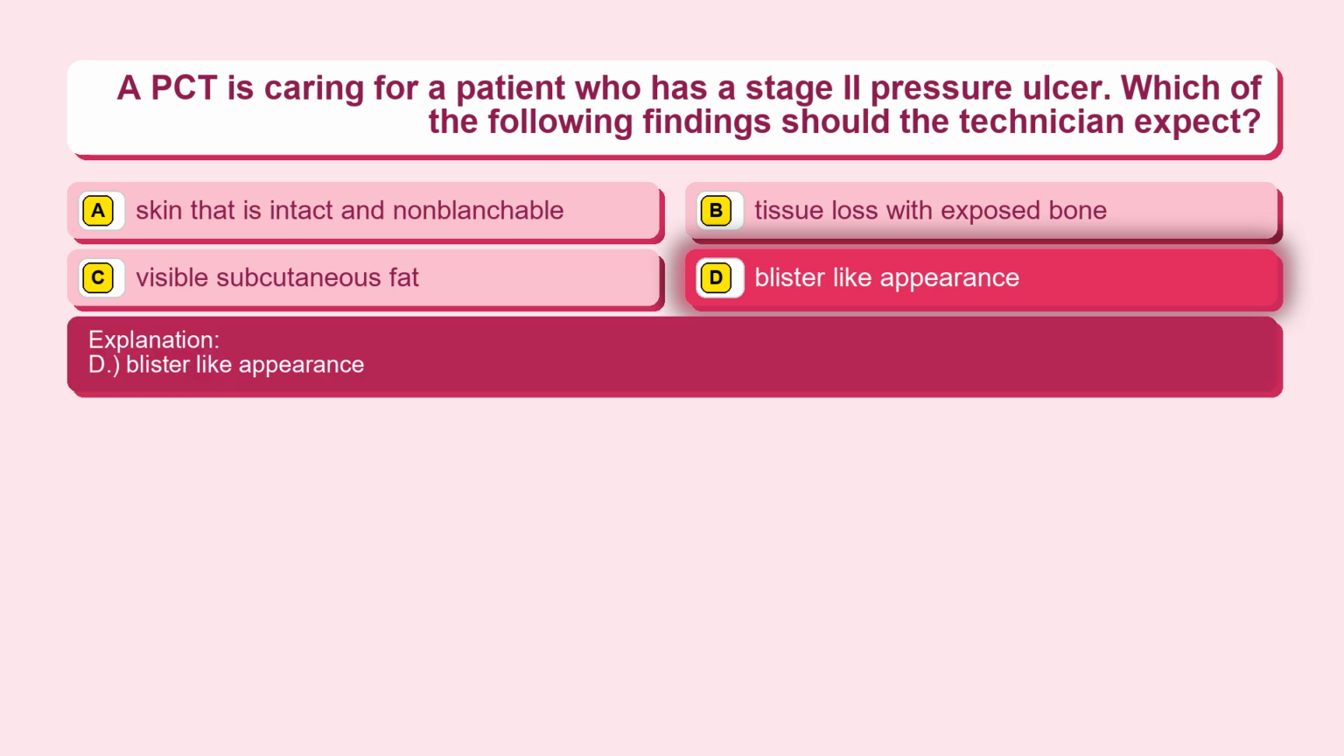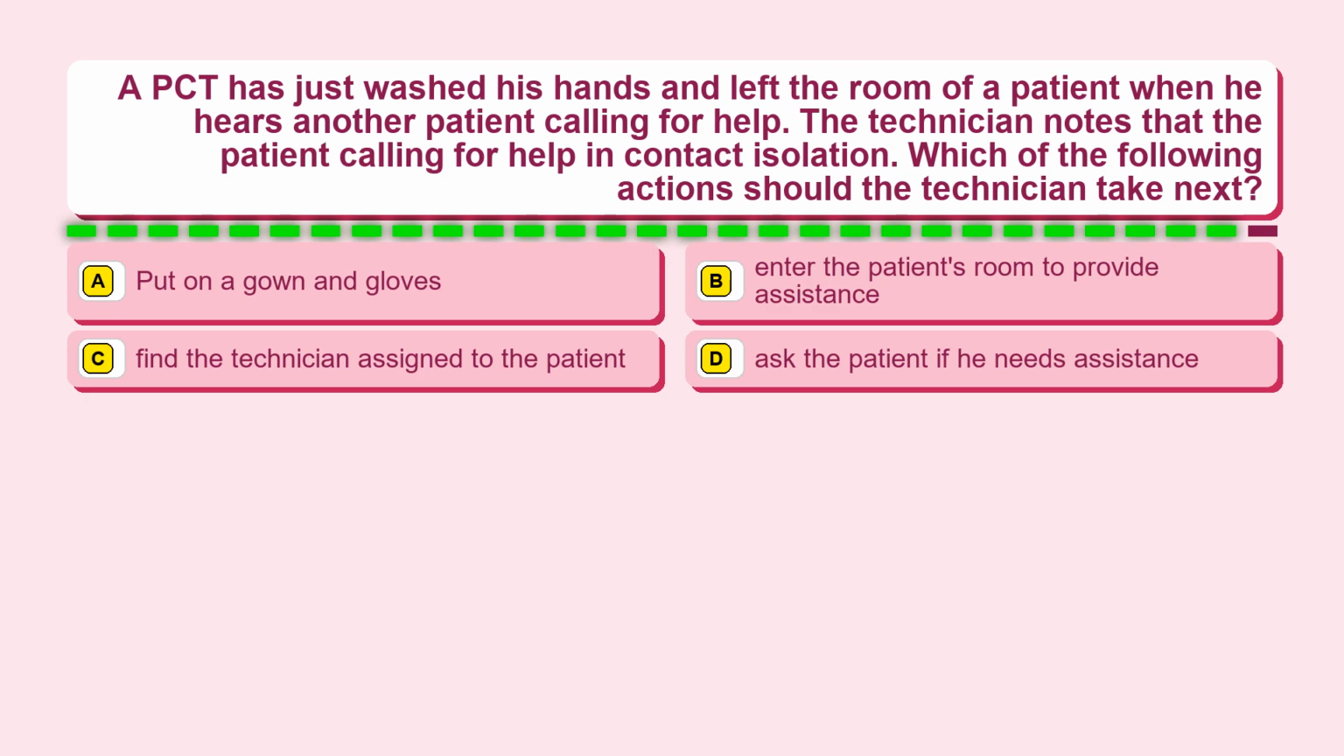Question 71. A PCT has just washed his hands and left the room of a patient when he hears another patient calling for help. The technician notes that the patient calling for help is in contact isolation. Which of the following actions should the technician take next? Option A, put on a gown and gloves. Option B, enter the patient's room to provide assistance. Option C, find the technician assigned to the patient. Option D, ask the patient if he needs assistance.